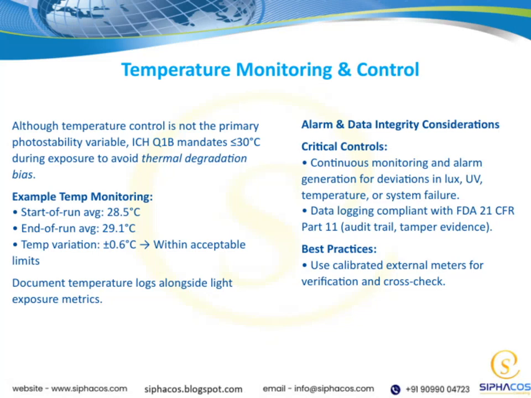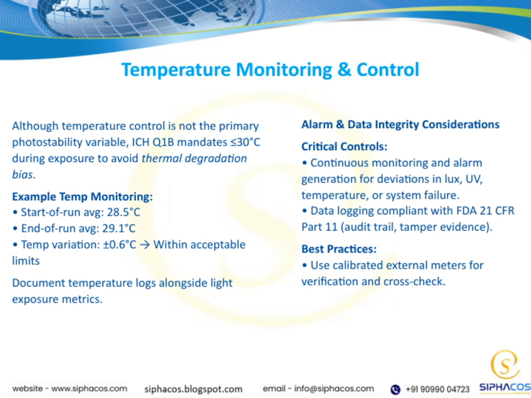Let's now move on to some important considerations around alarm and data integrity. First, critical controls are essential to ensure everything runs smoothly. We need continuous monitoring and alarm generation to catch any deviations in key parameters like lux, UV, temperature, or if there's a system failure. This way, we can respond promptly to any issues.